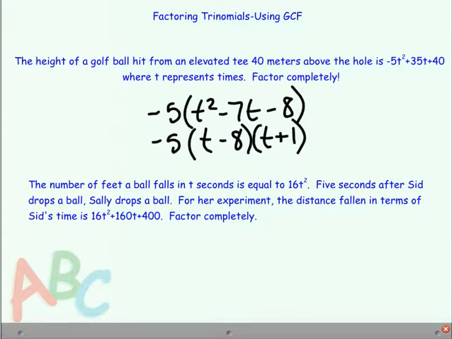Okay? So then we could actually plug in information for any amount of time into this equation to help ourselves. Same idea for this last problem that you can try on your own.